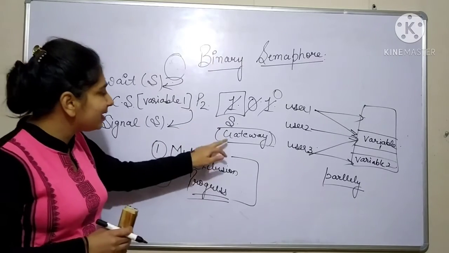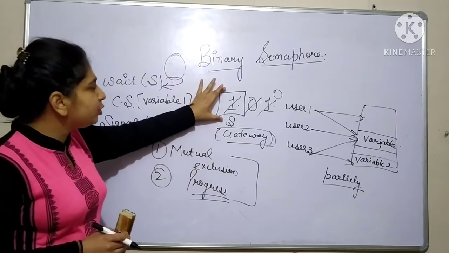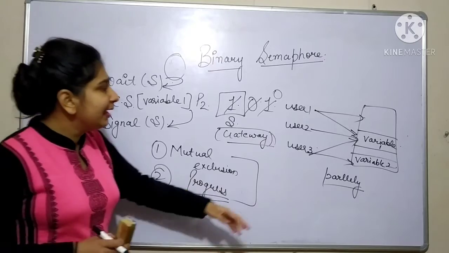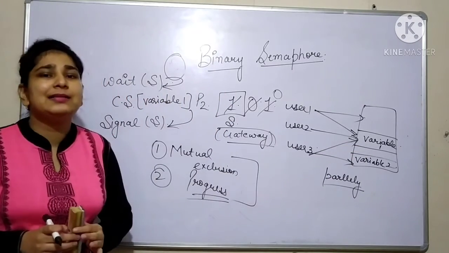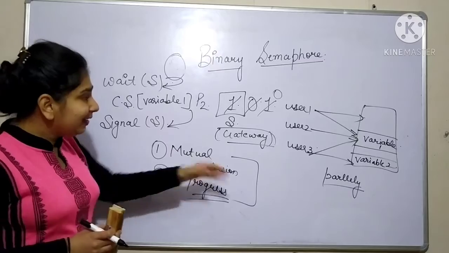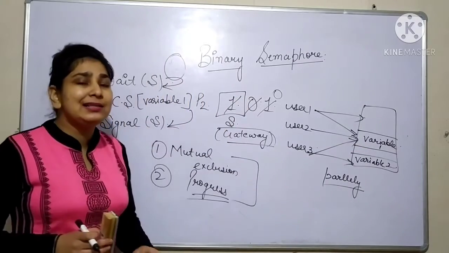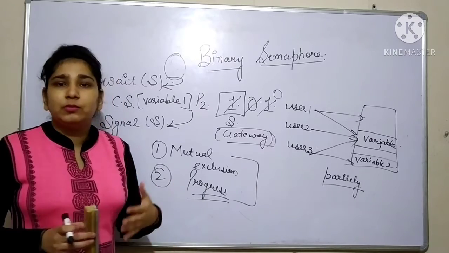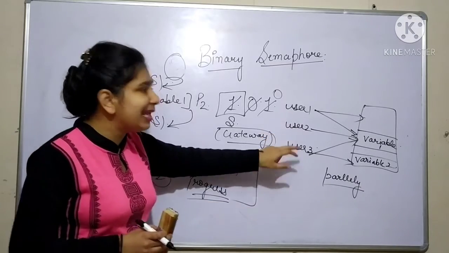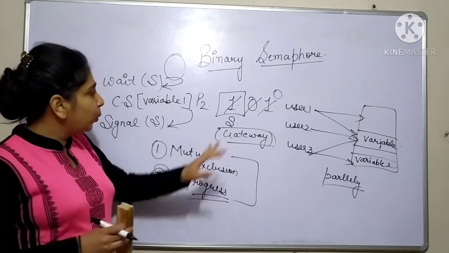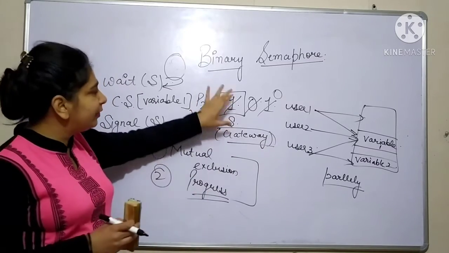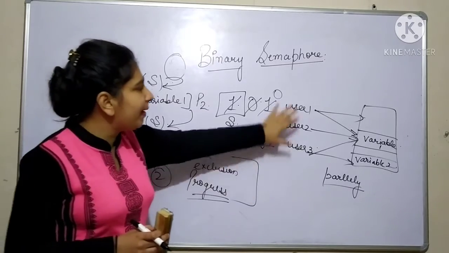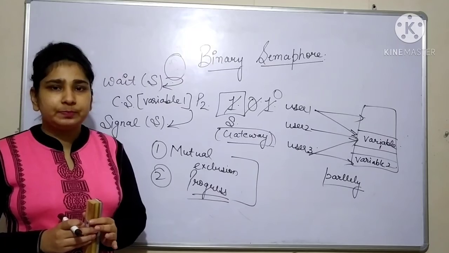We are using it as a gateway. It is going to control how many user requests can enter into the critical section. And this variable 1, this critical section, is your original file or original variable which your processes want to access. We are just taking help of this semaphore variable to make coordination among many user requests.